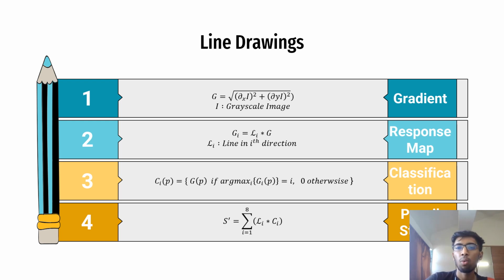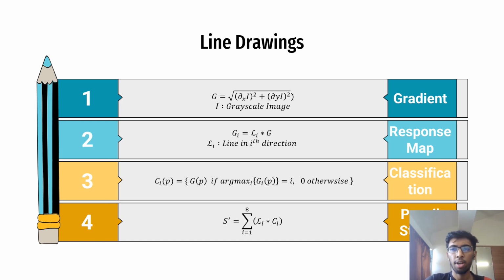So it is given by the equation C_i^P = G^P if arg max_i of G_i^P is equal to i. That means if the pixel has a maximum value in the ith direction, then it is classified into C_i^P. Otherwise the value is said to be 0.